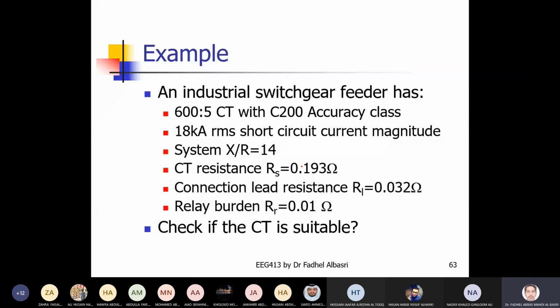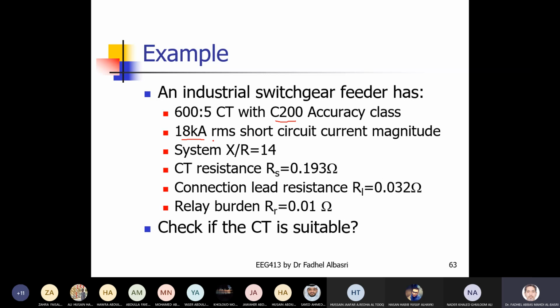Let's take an example in short. Suppose I have a switchgear. A switchgear is like a protection cubicle in which you have CTs, VTs, protective relays and breakers. So for that cubicle, I want to choose if this class C200 CT is suitable for that switchgear or not. This CT is a 600 to 5 ratio, and this is the CT class.